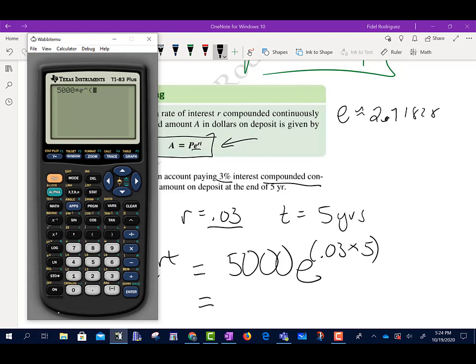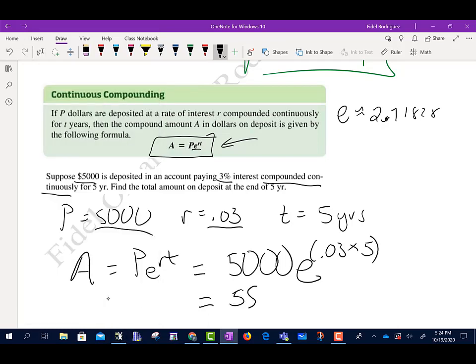It automatically opened up my parentheses for me. If it didn't open up parentheses for you on yours, just type in an open parenthesis. What am I going to type in on the inside? 0.03 times 5. Close those parentheses up, hit enter, and I'm coming up with 5809 and 17 cents. 5809 and 17 cents. And there is my interest, okay, or my amount in the bank.